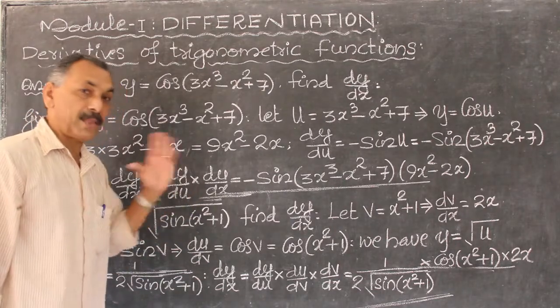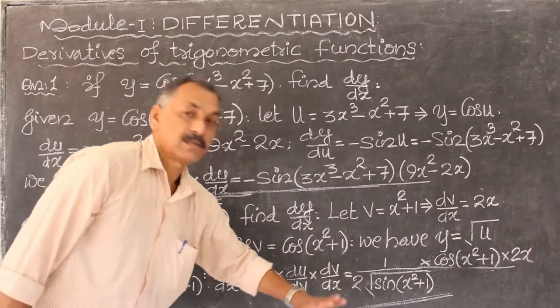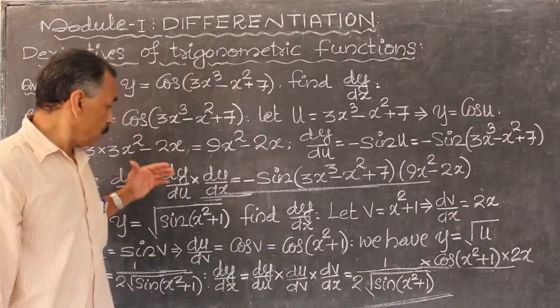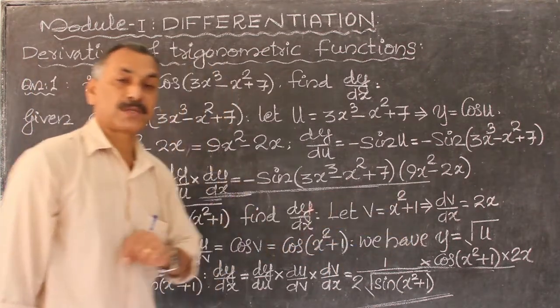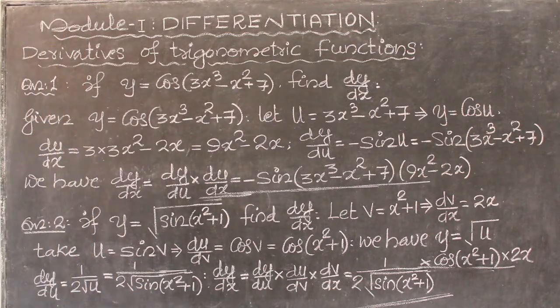Whenever there is a root, the derivative is 1 by 2 root of the same expression. Here it is 1 by 2 root sin x square plus 1. Now the derivative of sin is cos x square plus 1. Then x square plus 1 into 2x. This is the function of a function rule along with the derivative of trigonometric functions.